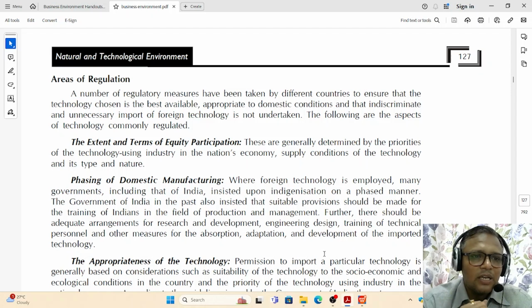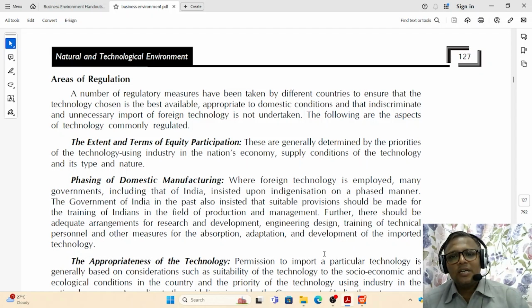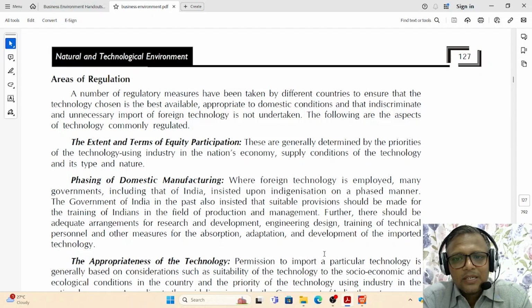Thus, in the areas of regulation, there are a number of regulatory measures which have been taken by different countries to ensure that the technology chosen is the best available, appropriate to the domestic conditions, and that it discriminates against unnecessary import of foreign technology. Following are the aspects of technology commonly regulated. First is the extent and terms of equity participation. They are generally determined by the priorities of the technology-using industry in the nation's economy, supply conditions of the technology, and its type and nature.